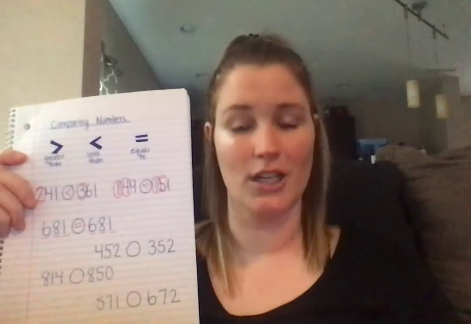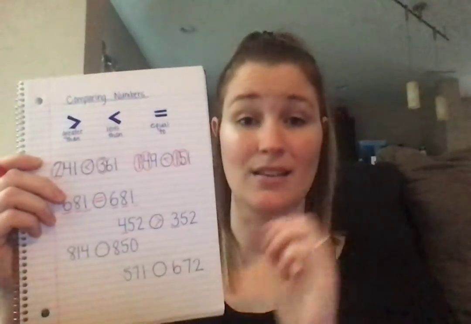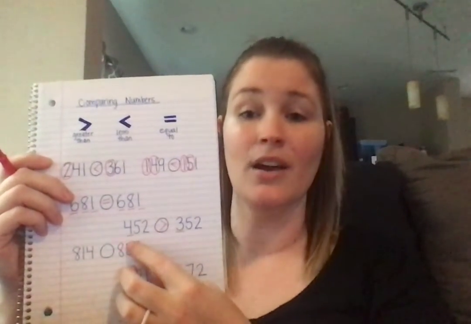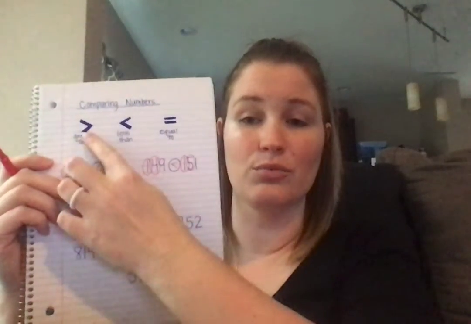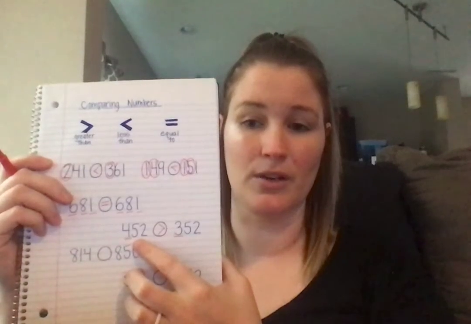Okay, our next numbers are 452 and 352. Pause the video if you need to take a second. Figure it out. Start at our 100 spot. So if we're starting at the 100 spot, I'm going to be underlining my 4 and my 3. My alligator wants to eat the bigger number, so my alligator is going to eat my 4. When you guys get done, I want you to practice saying these too. Okay, so this one's going to be 452 is greater than 352, and that's because 452 is bigger.